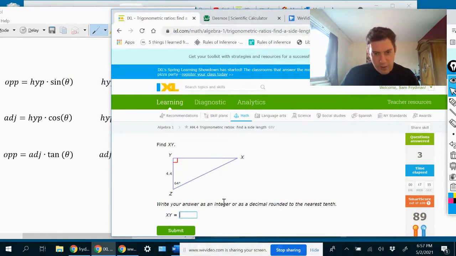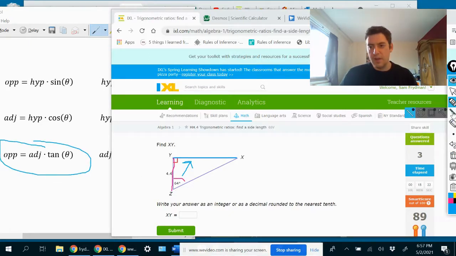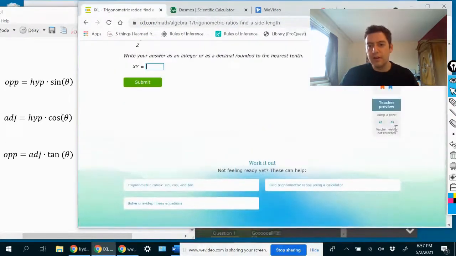Okay, find XY. This is, again, exactly the same. We are given that angle. This side is adjacent to this angle, and we're looking for XY, which is this side, opposite this angle. So we're looking for the opposite side. We're given the adjacent side, so we would use that one again. I don't know if I will get anything different here.